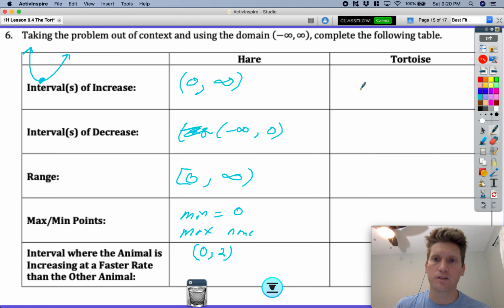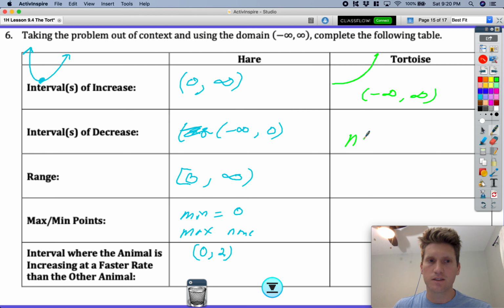The interval of increasing, well, if you look at the graph, the tortoise always approached 0 but never touched it and then grew exponentially. So it's always getting bigger and bigger at a faster and faster rate. So it is always increasing from negative infinity to infinity. It is never decreasing, so intervals where it's decreasing, it's none or NA.